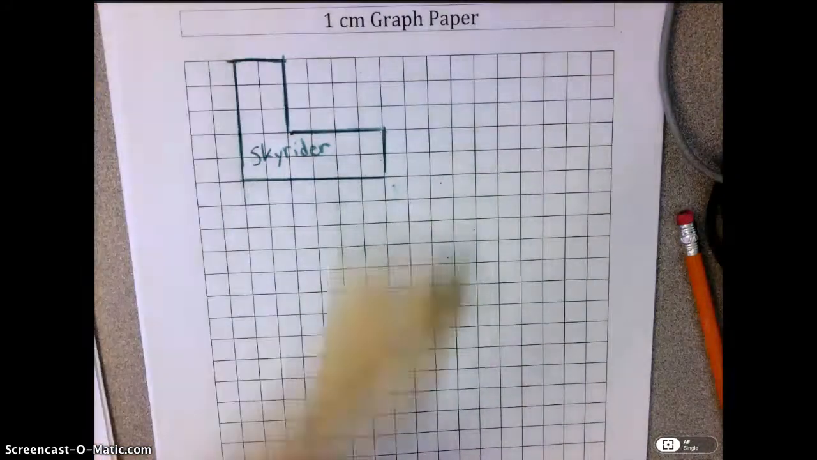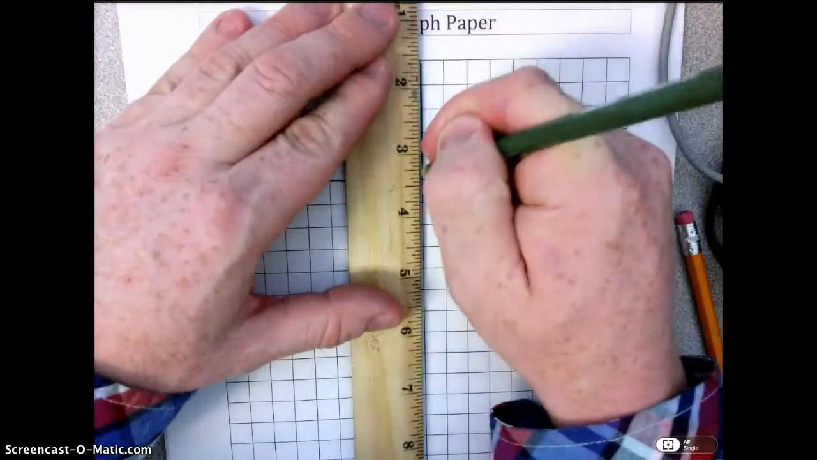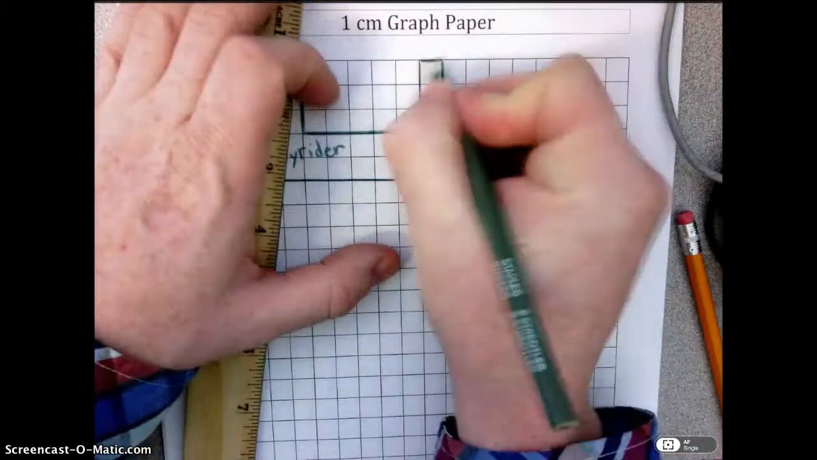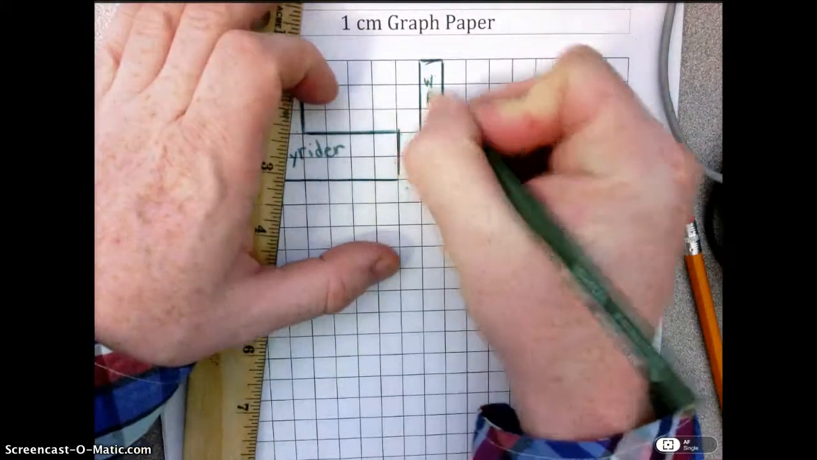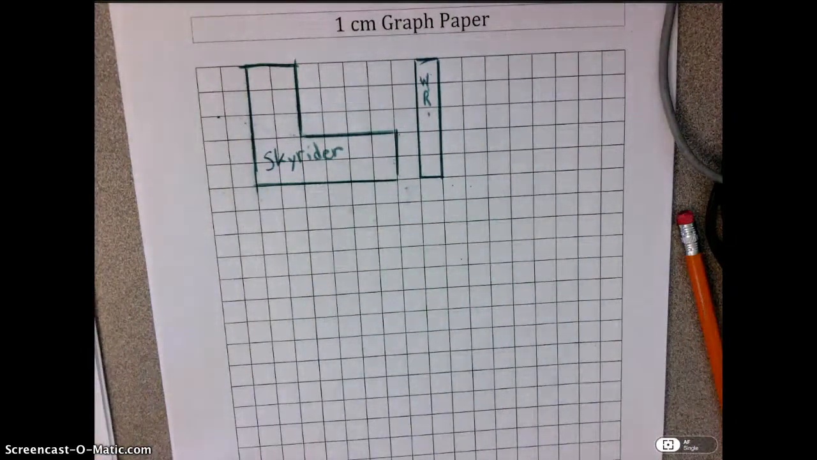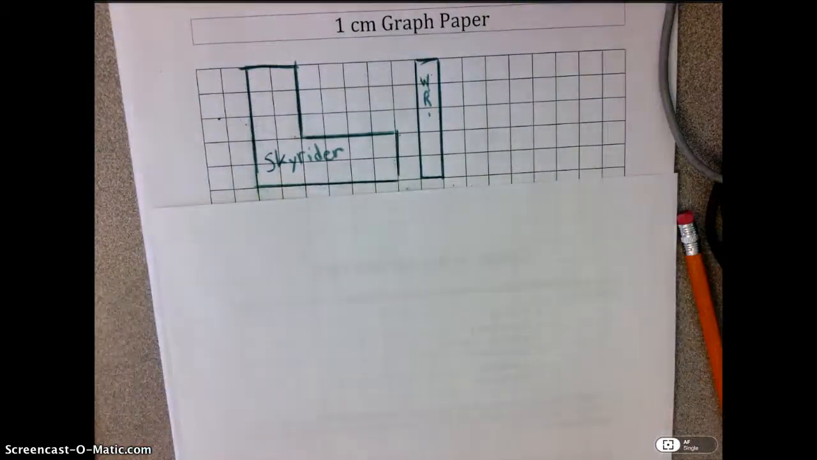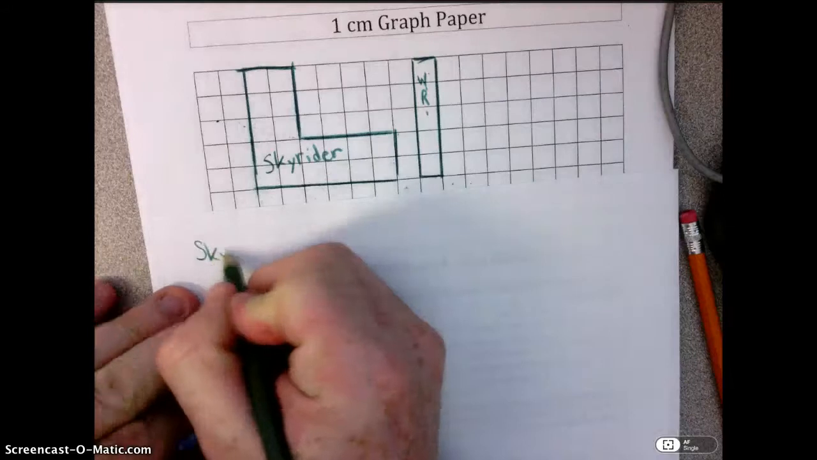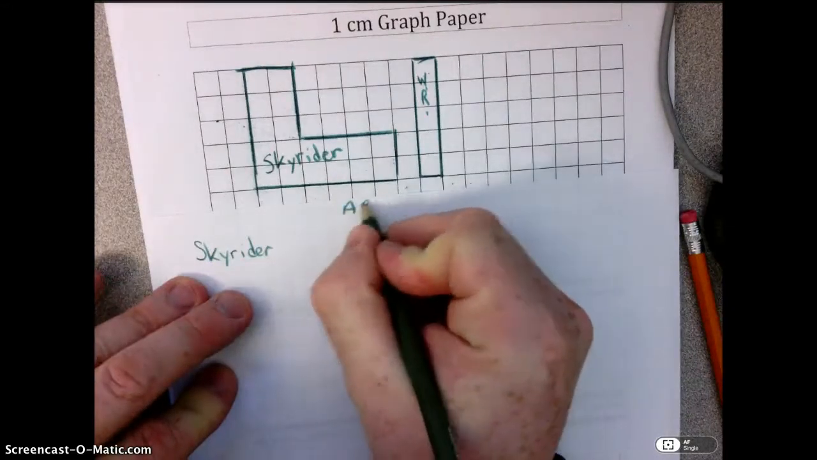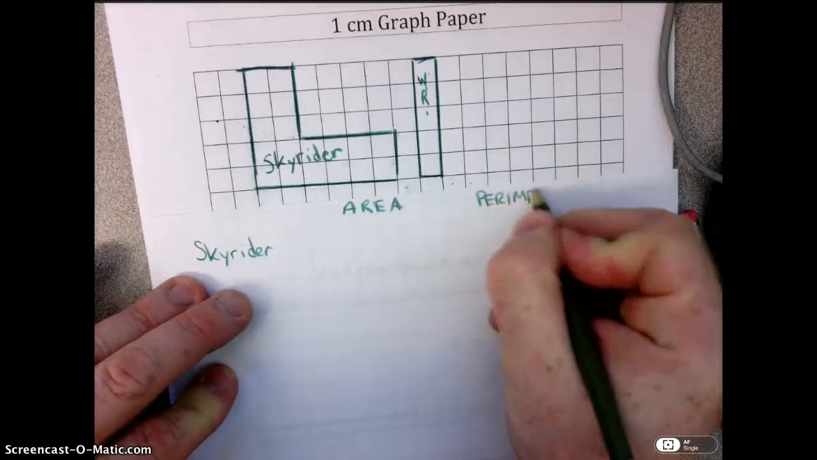Maybe right beside it, though, I want to do one of my washrooms. So I'm going to do a washroom that just looks like this here. So there's my washroom. WR for washroom. Now, on a separate piece of paper, you guys would have to write the area and perimeter of these. I'm going to do the Skyrider first. Maybe I'm going to set up a table. This is going to be my area, and this is going to be my perimeter.